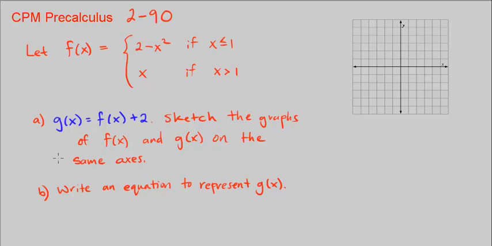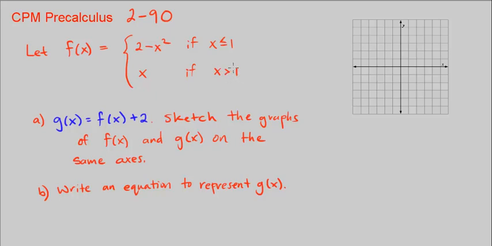This is CPM Precalculus, Chapter 2, number 90. So here we're going to let f of x be defined as our piecewise function. We have one piece being 2 minus x squared for x less than or equal to 1, and the other piece is x for x greater than 1.